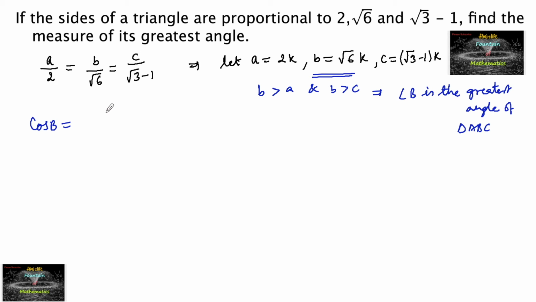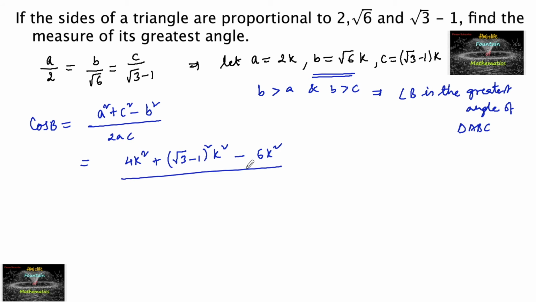So cos B is equal to a square plus c square minus b square upon 2ac, which equals a square, that is 2k whole square, 4k square, plus c square, that is root 3 minus 1 whole square into k square, minus b square, that is root 6 whole square, that is 6k square, upon 2 into 2k into c, that is root 3 minus 1 of k.